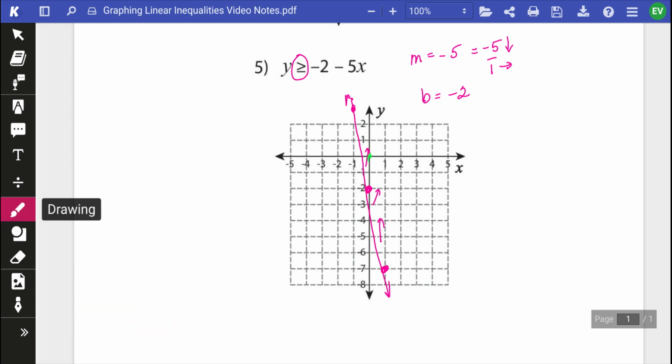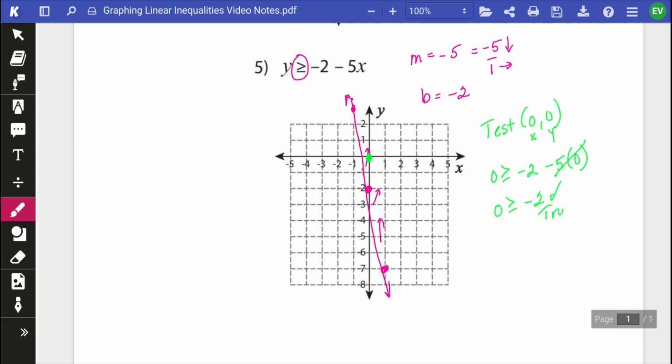So I'm going to choose the test point 0, 0. So we're going to test 0, 0. Remember, x is our 0 and y is 0. So y is greater than or equal to negative 2 minus 5 times 0. Well, negative 5 times 0 is 0, so we don't have to worry about that. We have 0 is greater than or equal to negative 2. Is 0 greater than or equal to negative 2? Well, yes, it is. That's true, so that tells me that I'm going to shade on the right side.